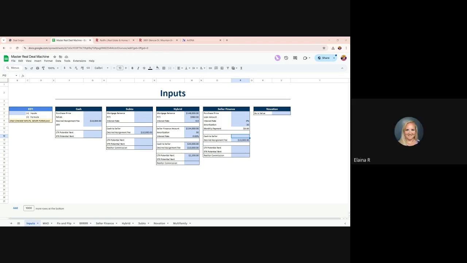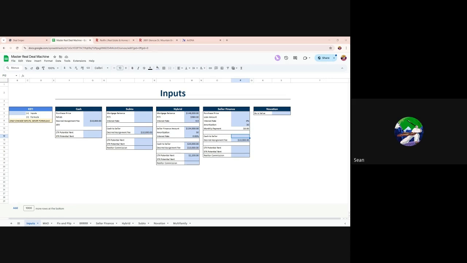Okay. So I have a question. What have you seen as far as working with expired listings? I have access to MLS and just wanted to know what that looks like.